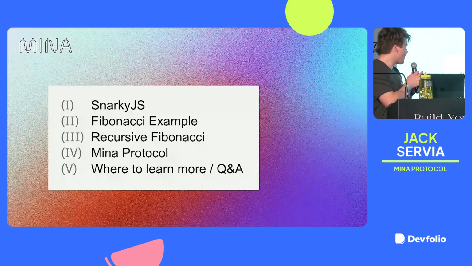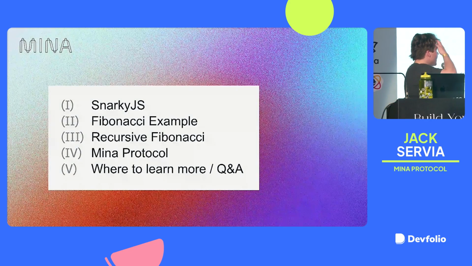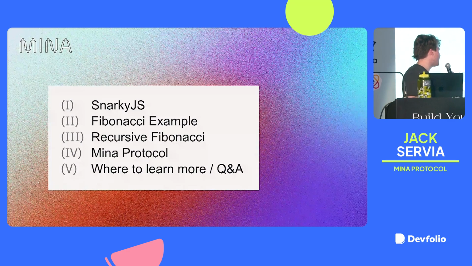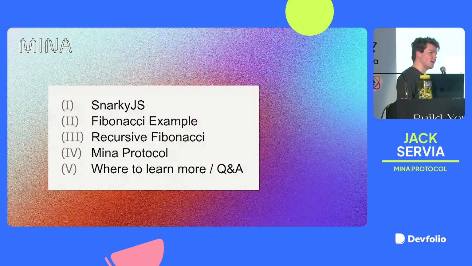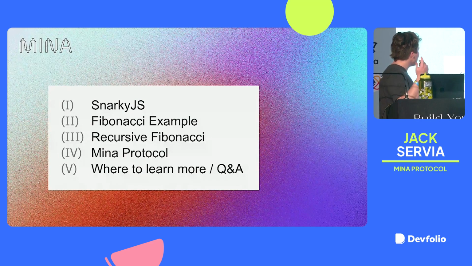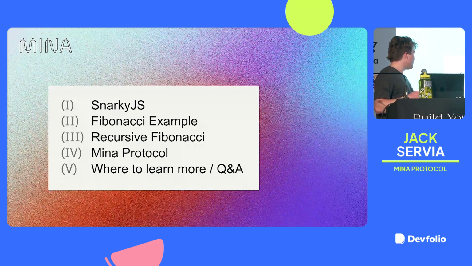So, okay, what are we going to go through? We're going to talk about Snarky JS, which is the smart contract language that we use for Mina. We're going to do a simple example of a smart contract that checks if the number you submit, as passed in as an argument, is the next value in the Fibonacci sequence. Then we're going to make this recursive. And then finally, we're going to talk about the Mina Protocol.